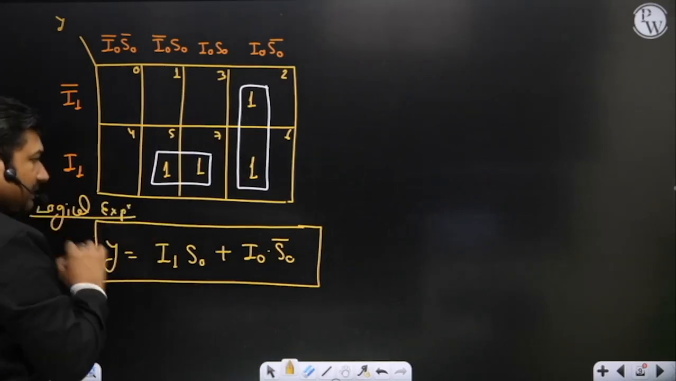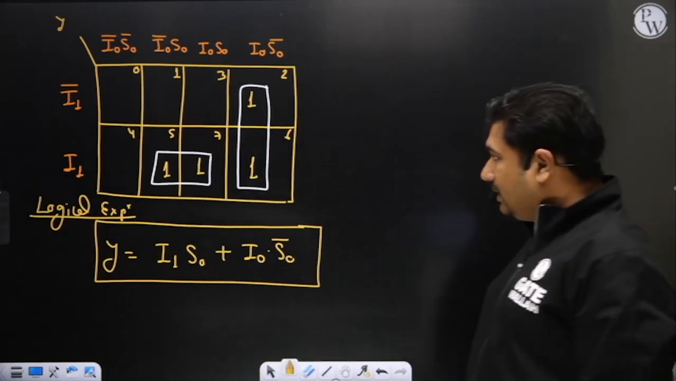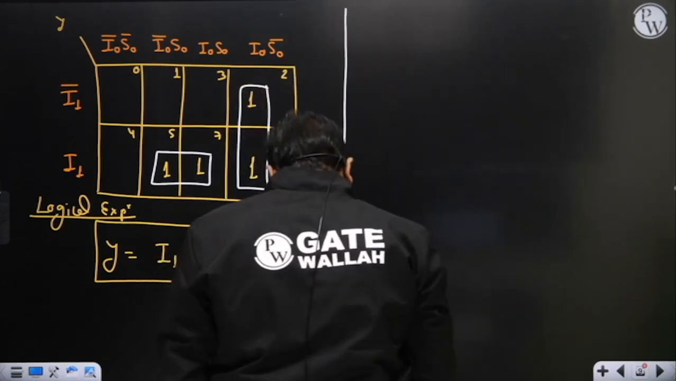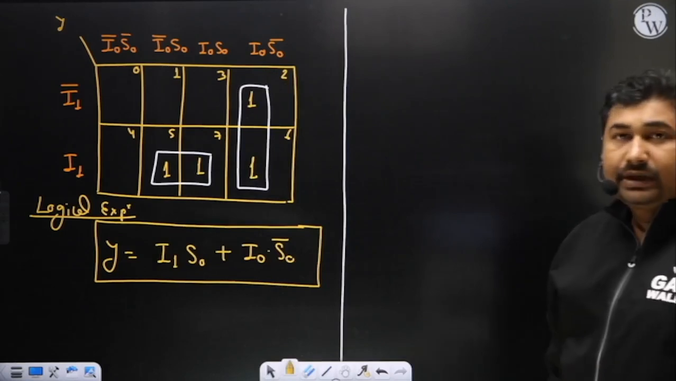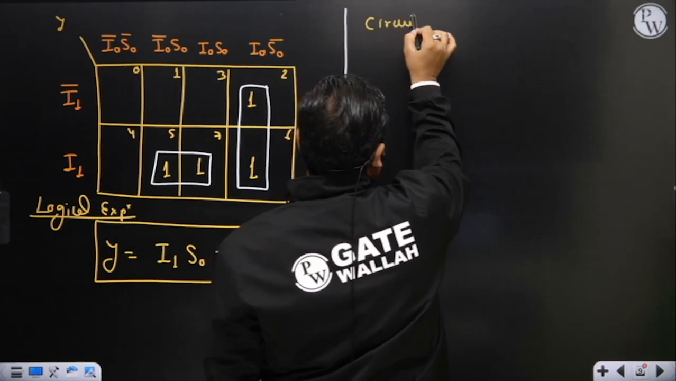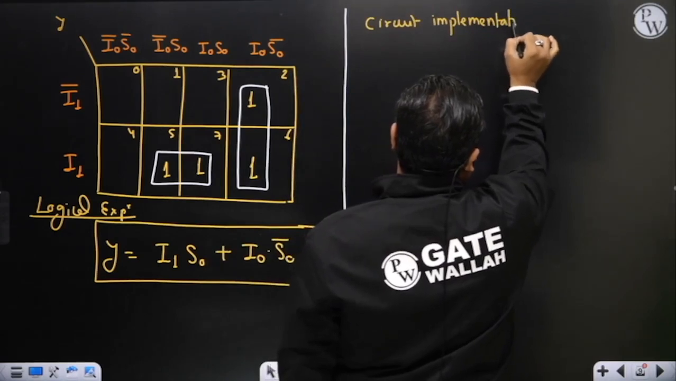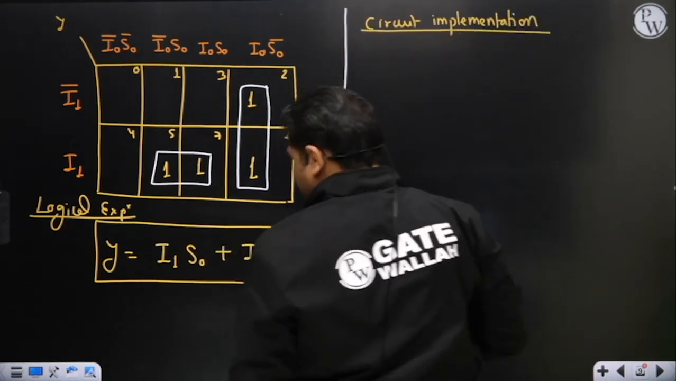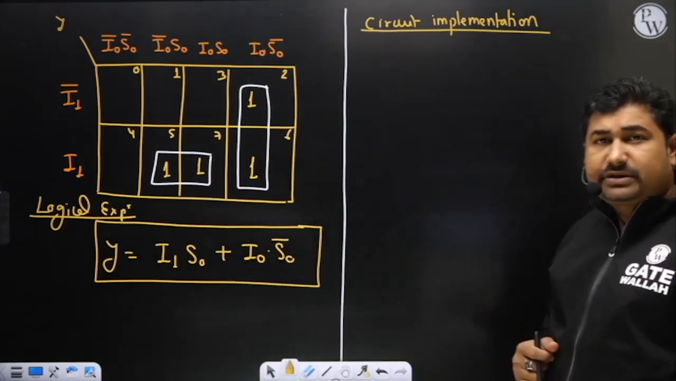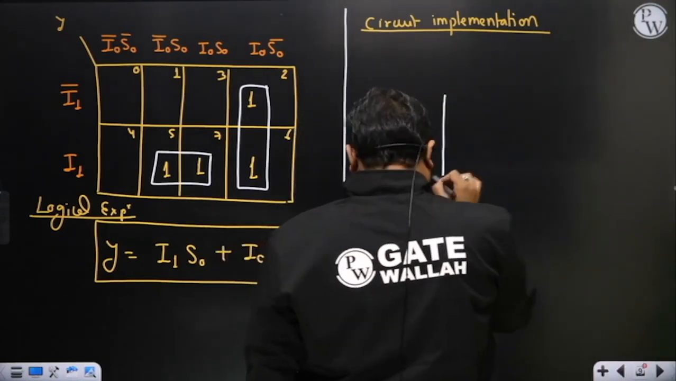To design any combinational circuit, we follow the same sequence. Now we have the logical expression, and from it we can implement a circuit. Next is circuit implementation. So Y equals I1 into S0 plus I0 into S0 bar. How to implement this logic circuit? We need two AND gates.